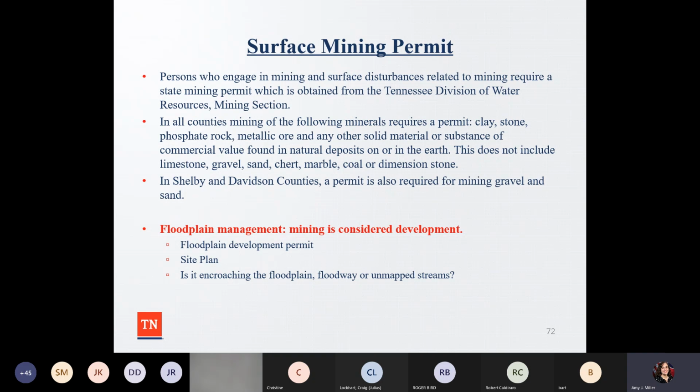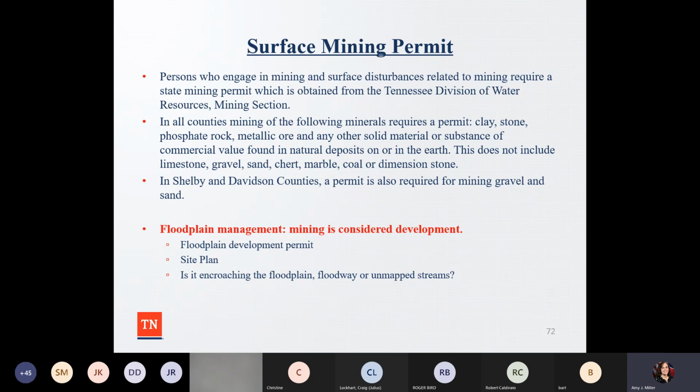So if you're mining for clay, stone, phosphate rock, metallic ore, or any other solid material or substance of commercial value found in natural deposits on or in the earth. It does not include limestone, gravel, sand, chert, marble, coal, or dimension stone. In Shelby and Davidson counties, a permit is also required for the mining of gravel and sand.